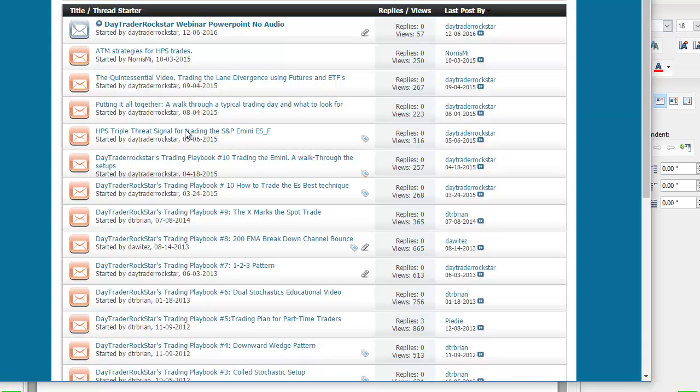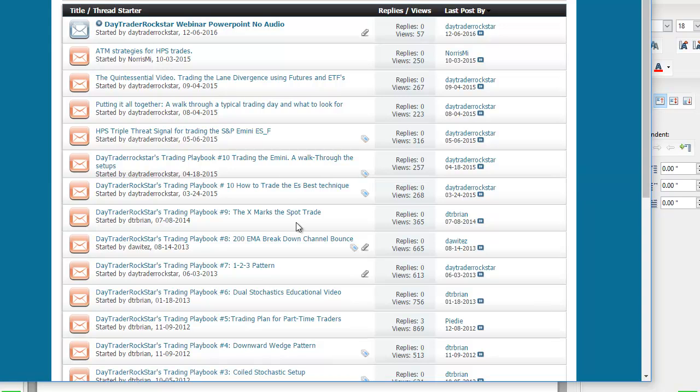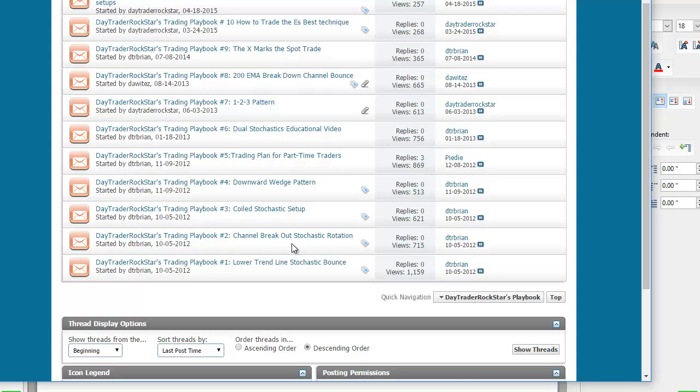Lane divergences, how to walk through the trading day. This is kind of similar to that. Triple threat setup, which falls into the triple stochastic flag setup. X marks the spot. 200 EMA breakdown, channel line bounce was great on the daily. The 1, 2, 3 pattern, just a standard pattern. Wedge pattern, that's a good one. Stochastic channel breakout, stochastic rotation, another great, and the lower trend line stochastic bounce, which is the one that we just put on the screen there.